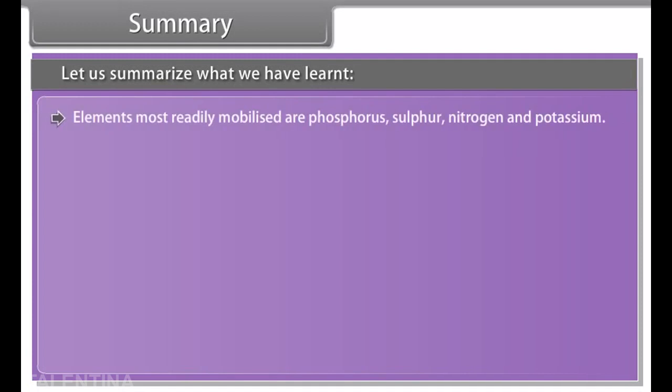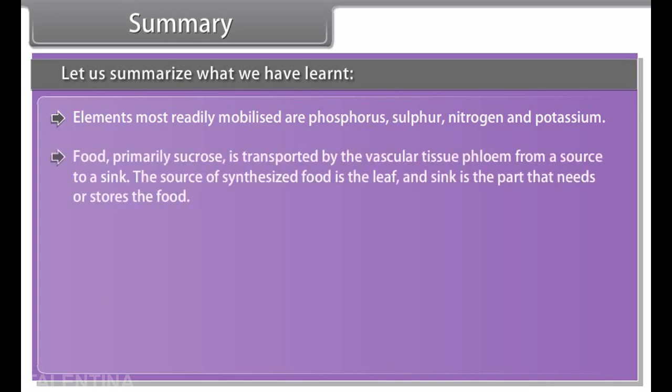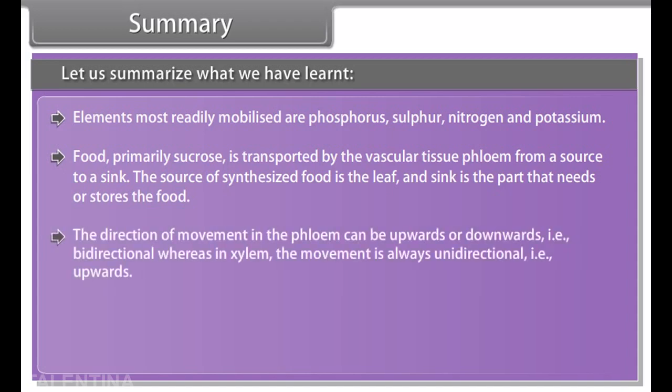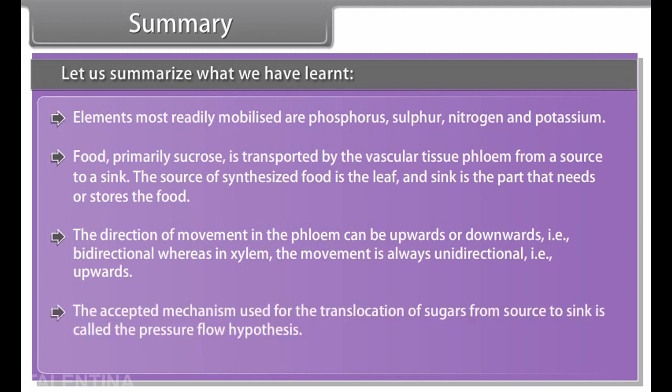Elements most readily mobilized are phosphorus, sulfur, nitrogen and potassium. Food, primarily sucrose, is transported by the vascular tissue phloem from a source to a sink. The source of synthesized food is the leaf, and the sink is the part that needs or stores the food. The direction of movement in the phloem can be upwards or downwards, which is called bidirectional, whereas in xylem, the movement is always unidirectional, which means upwards. The accepted mechanism used for the translocation of sugars from source to sink is called the pressure flow hypothesis.